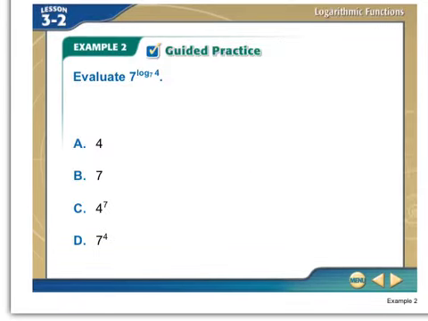In example 2, guided practice, we're asked to evaluate 7 raised to the log base 7 of 4. You have 4 choices here, A, B, C, and D. Apply the properties of logarithmic functions that we've talked about in this video and submit your answer.